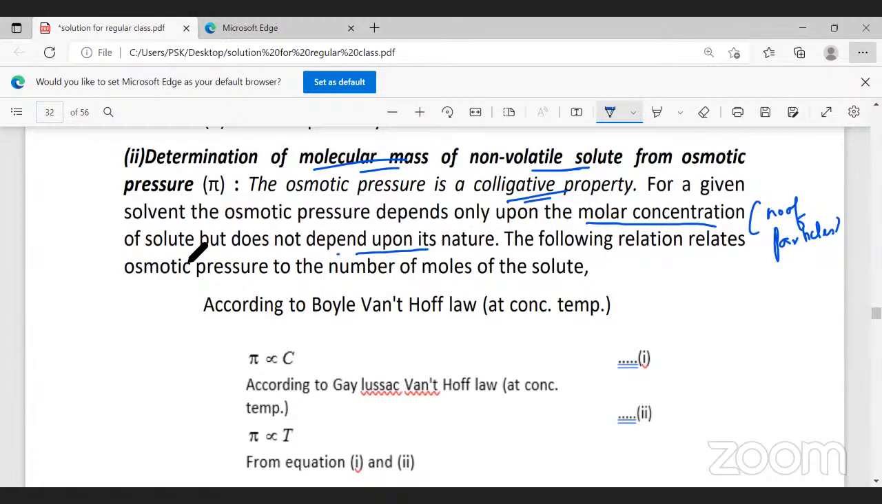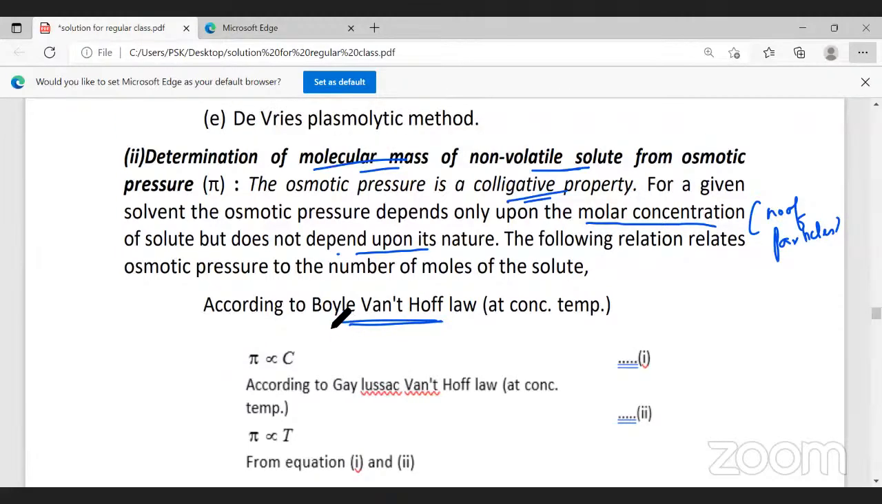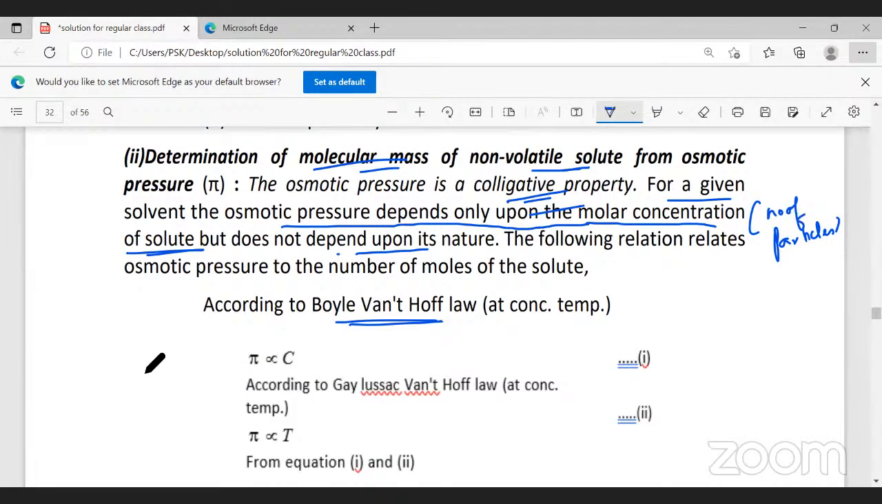The following relation relates osmotic pressure to number of moles, according to Boyle's Van't-Hoff law. Boyle's law is for gas; I told you gas and dilute solution are analogous. Therefore, we call it Boyle-Van't-Hoff law. At constant temperature, osmotic pressure is directly proportional to concentration. For a given solvent, the osmotic pressure depends only upon the molar concentration of the solute, meaning number of particles. So osmotic pressure is directly proportional to concentration.